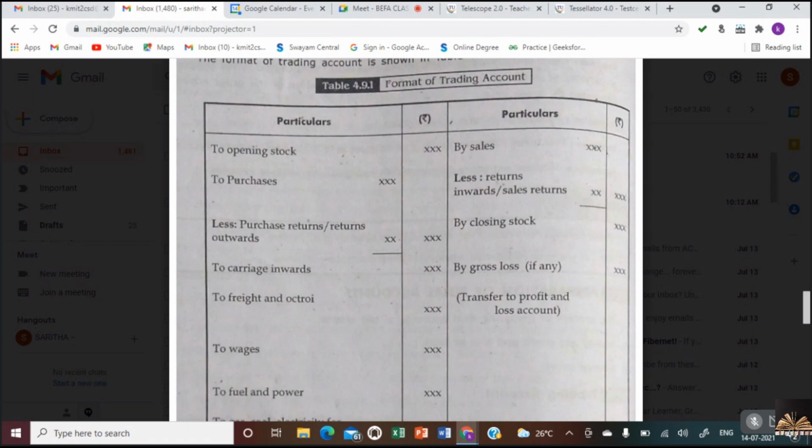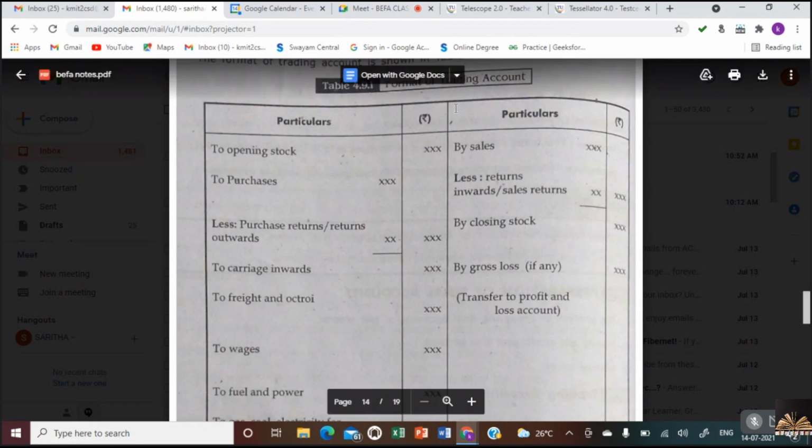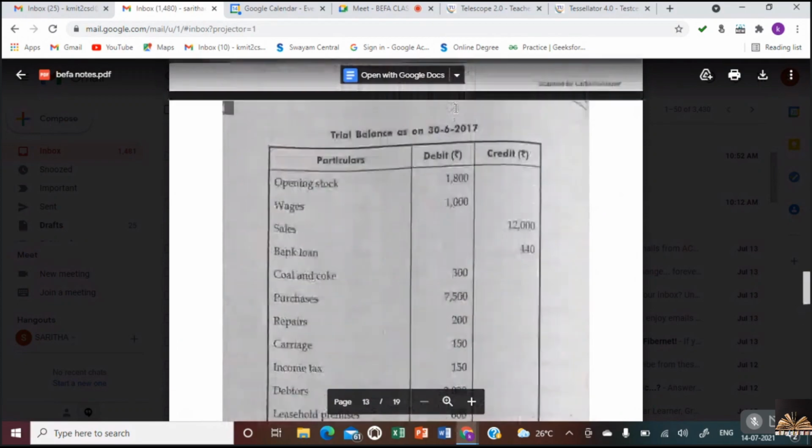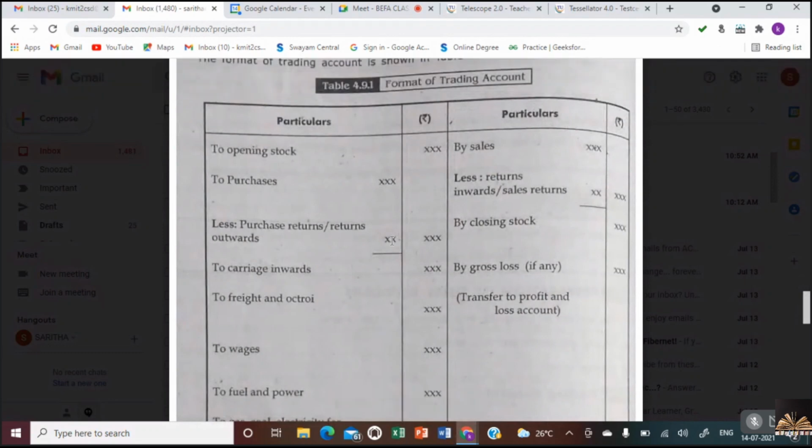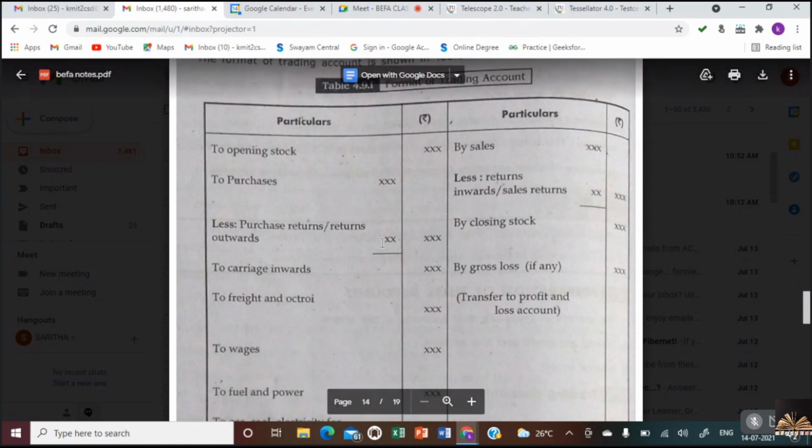So this is what you can see. Opening stock is the first item. Select opening stock from the trial balance and take the amount. The second item is always 'To purchases'. If the trial balance gives purchase returns, you have to deduct them from the purchases. How? Write purchases in the inner column, less purchase returns in the inner column, and put the net amount in the outer column. That is known as purchases. If purchase returns are not given, we take purchases directly in the outer column.